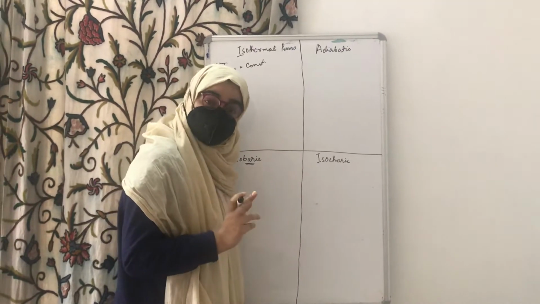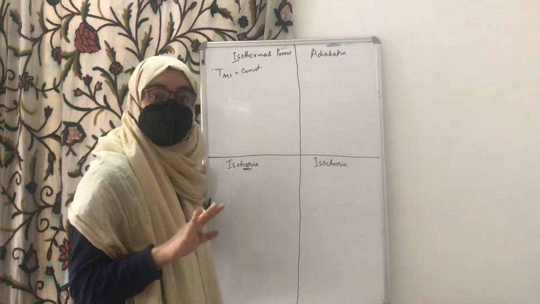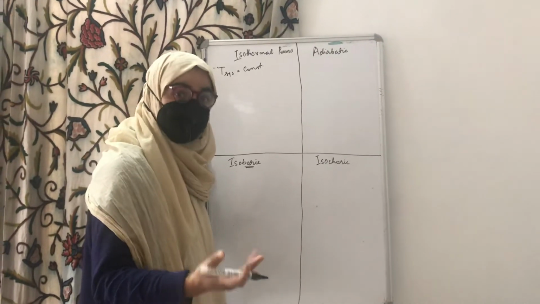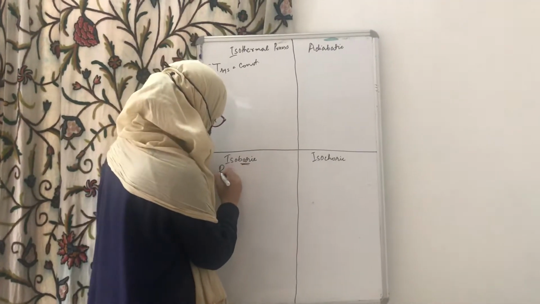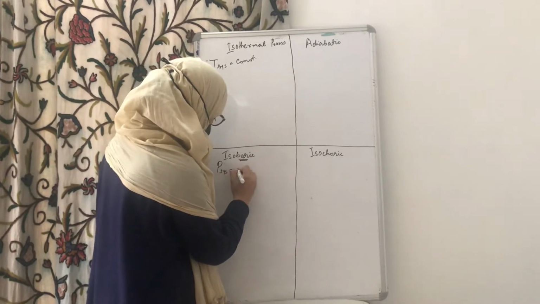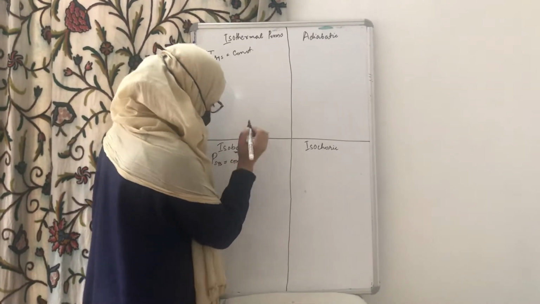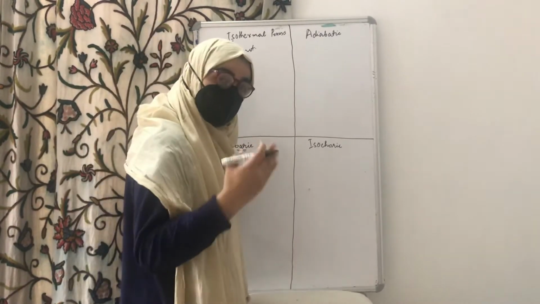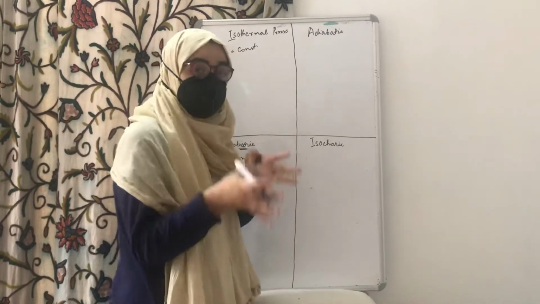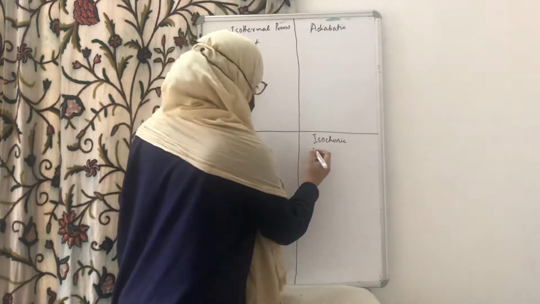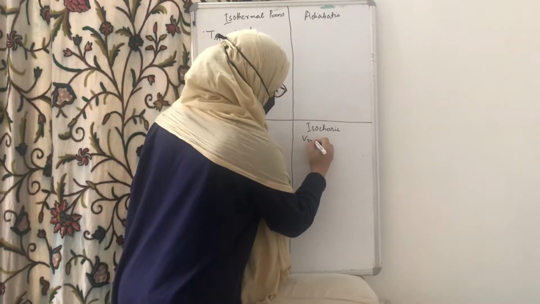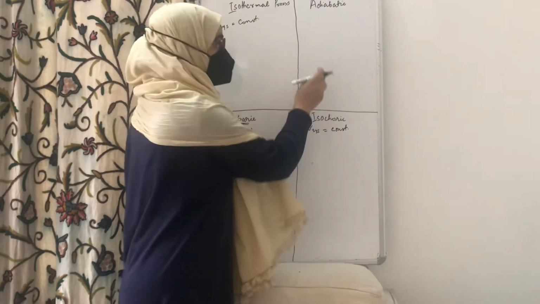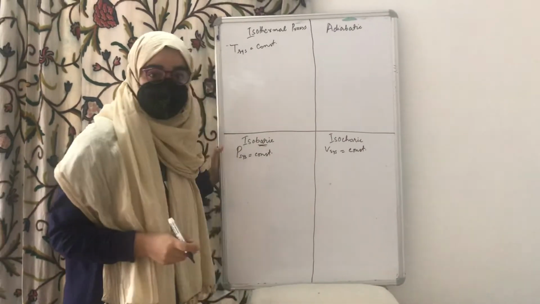Isobaric process means that thermodynamic process in which, while going from initial state to final state, the pressure of the system remains constant. Right? And isochoric, when the system goes from initial state to final state, the volume of the system remains constant. Okay? In an adiabatic process, what happens?